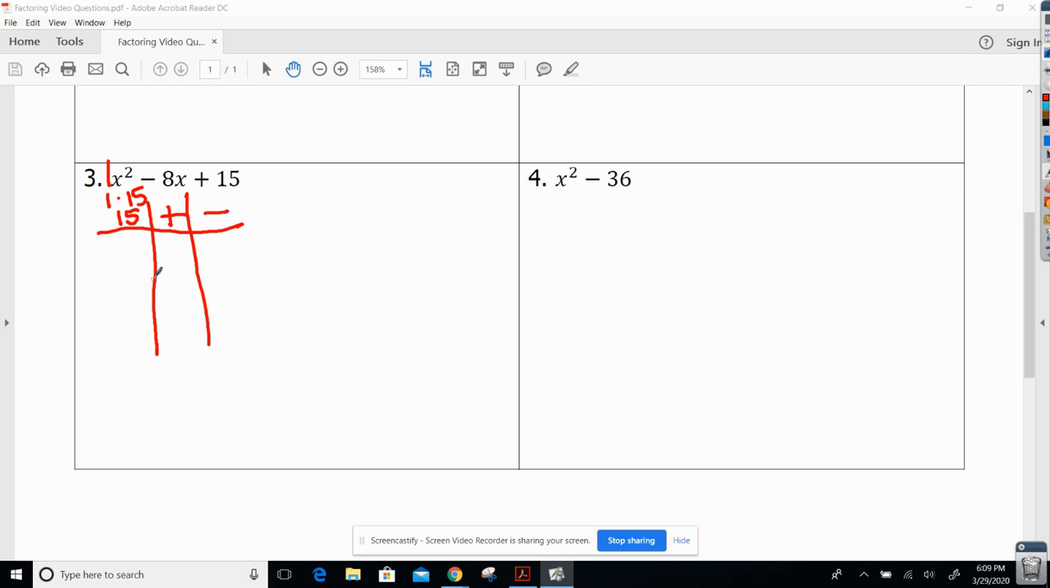Okay, so then I'm going to write all of my factors of 15. I have 15 and 1, 5 and 3. Okay, so that is all of them. And I'm going to start my chart.